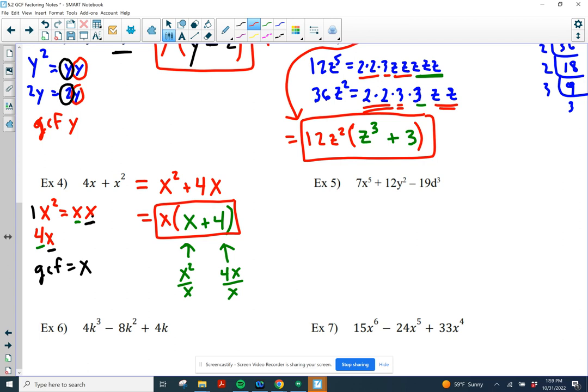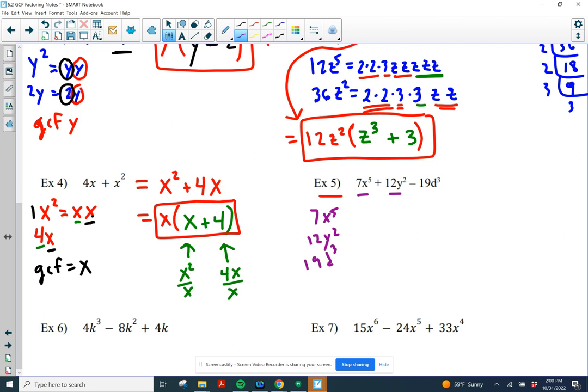All right, we're going to look at example 5. I have this polynomial in example 5. I've got 7x to the 5th as one of my terms. I've got 12y squared for my second term and 19d to the third. I know it's a negative, but I don't really need to worry about the negative.